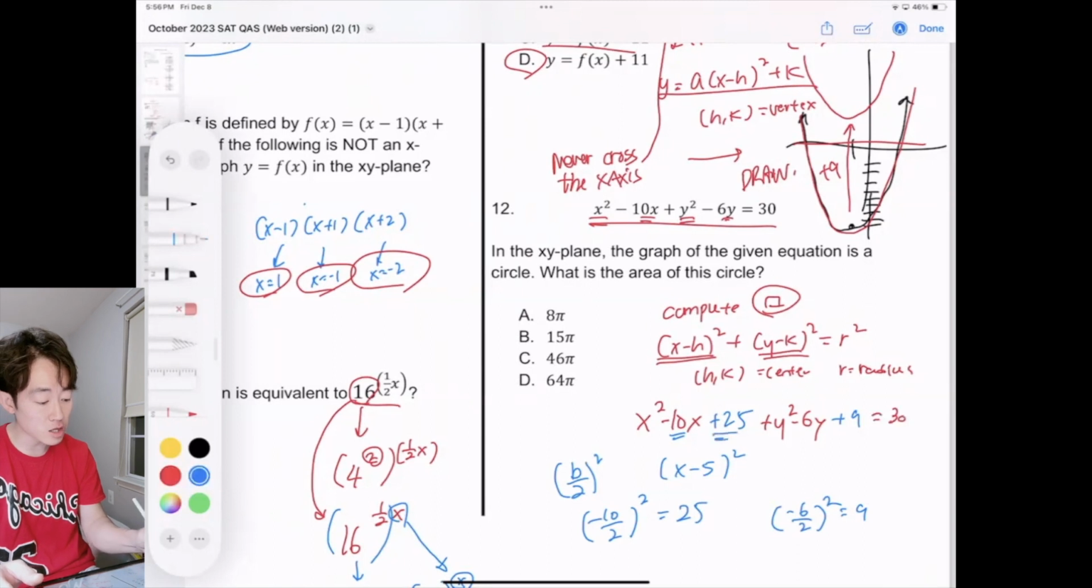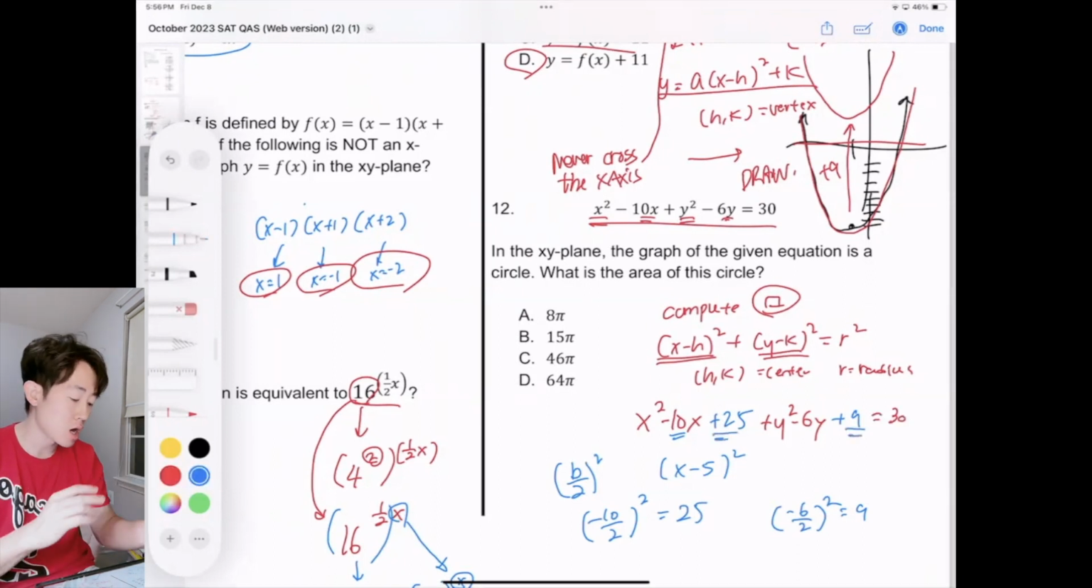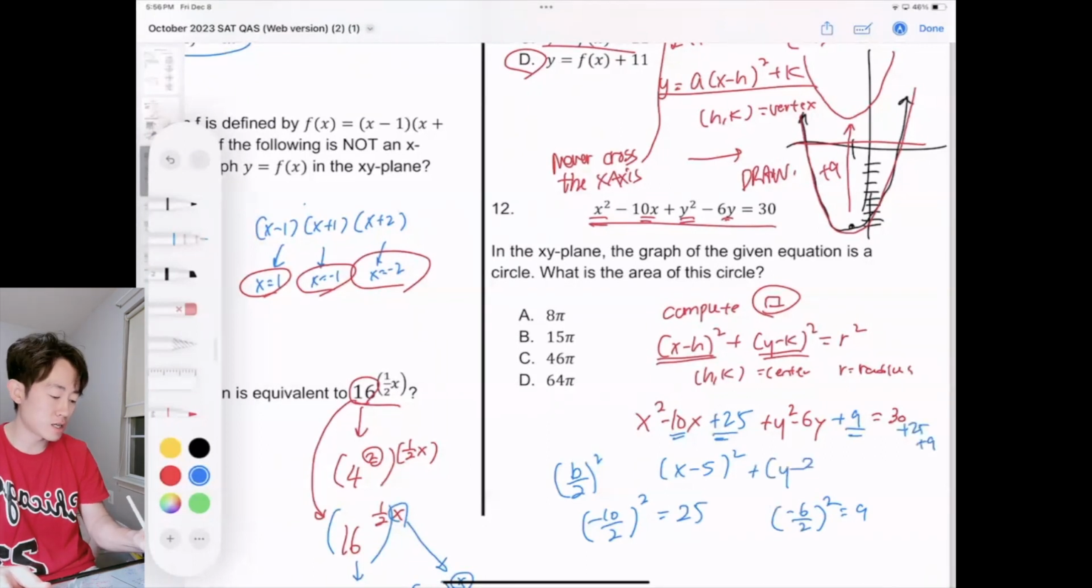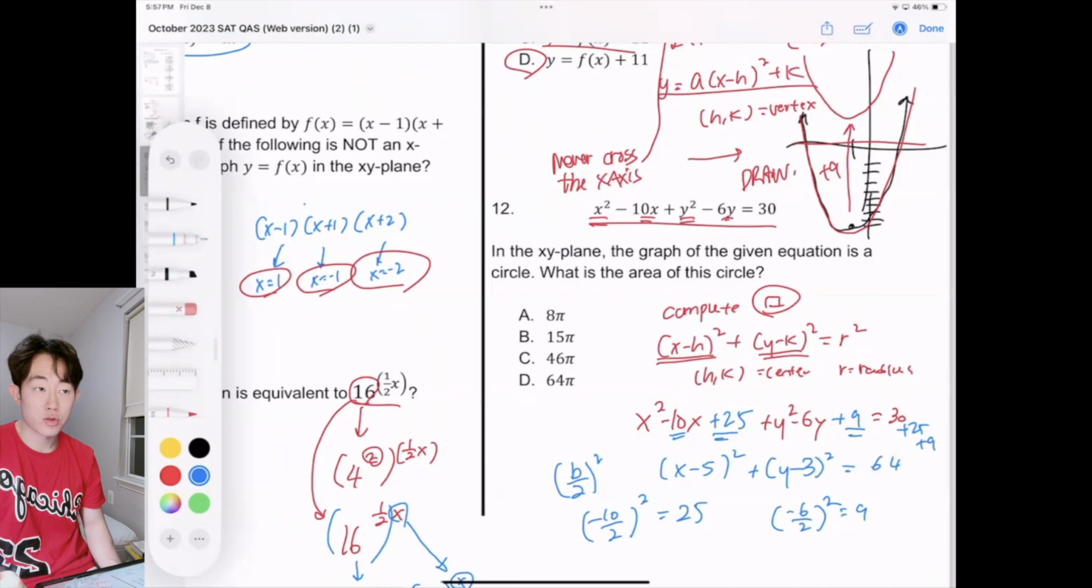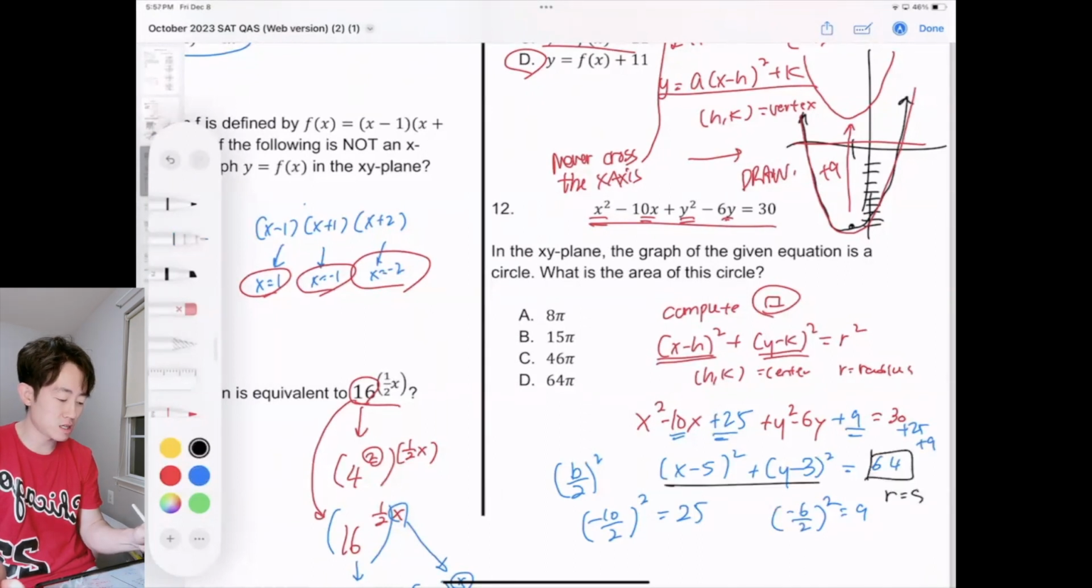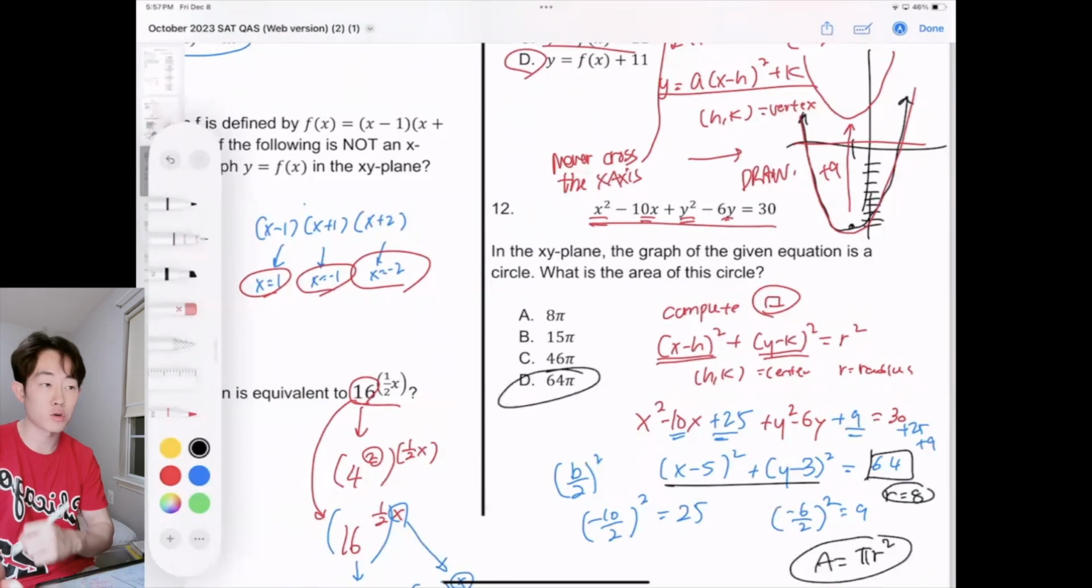But don't forget, you added essentially 25 and 9 on the left-hand side of the equation. So you also must add that to the right-hand side of the equation as well. Plus (y minus 3) squared is equal to, what is that, 64? So center is (5, 3), radius is 8. We don't really care about the center, do we? Because the radius here is 8. Circle equation, pi r squared for the area, 64 pi.